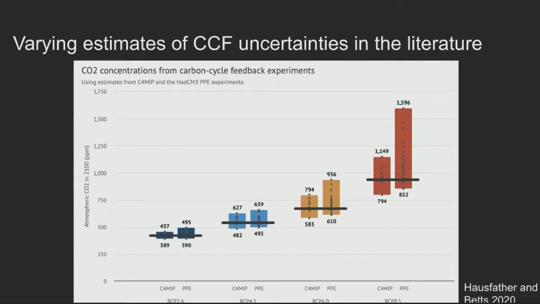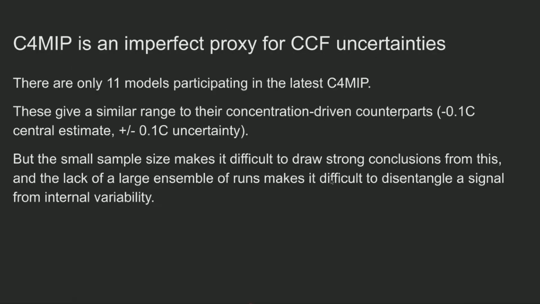The main point of this slide is that there are large uncertainties remaining in these carbon cycle feedbacks, and they can have big effects on resulting concentrations. In one extreme case, you could have RCP 8.5 prescribed concentrations in an RCP6 emissions pathway for the single highest estimate of carbon cycle feedbacks in the perturbed physics ensemble. As I mentioned, C4MIP, which we tend to rely on a lot and relied on in Working Group 1 for our understanding of carbon cycle feedback uncertainty, is very much an imperfect proxy.